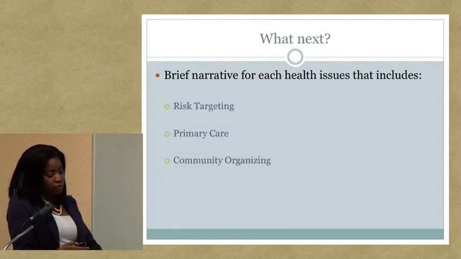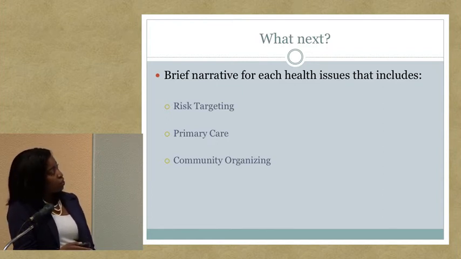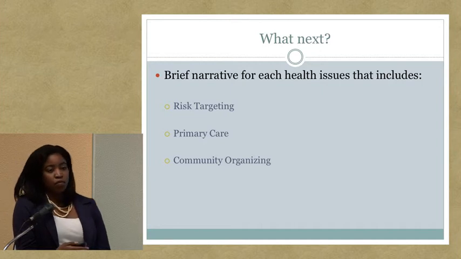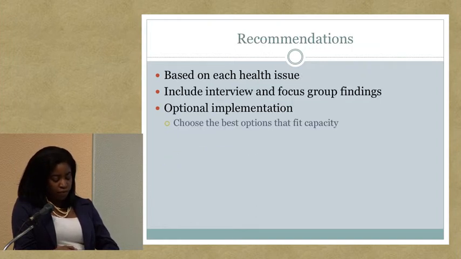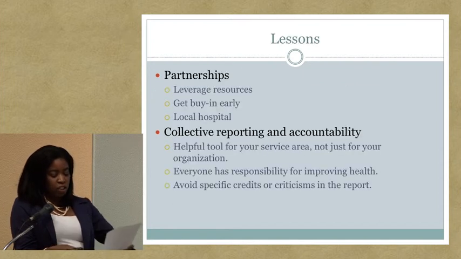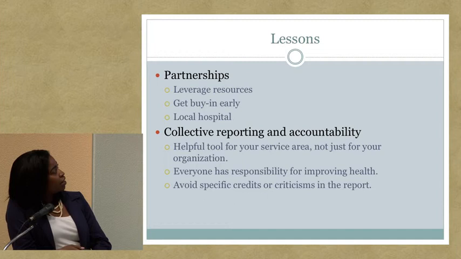And then this goes into the CHIP, which we haven't done as much, but these are the things we're going to consider for the CHIP itself. How can we target risks? We want to take a community organizing paradigm, and then we'll use the interview and focus group findings there as well. And then these are the key lessons that we got.